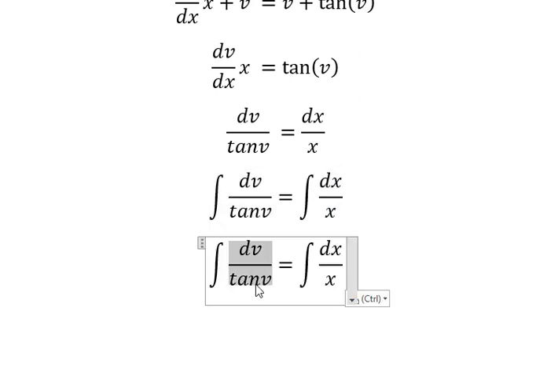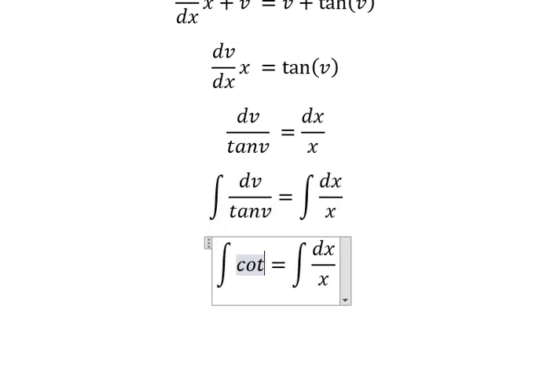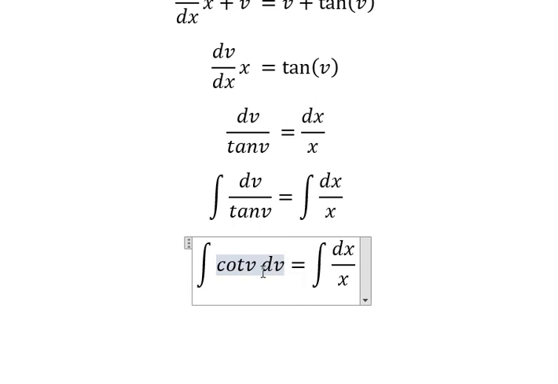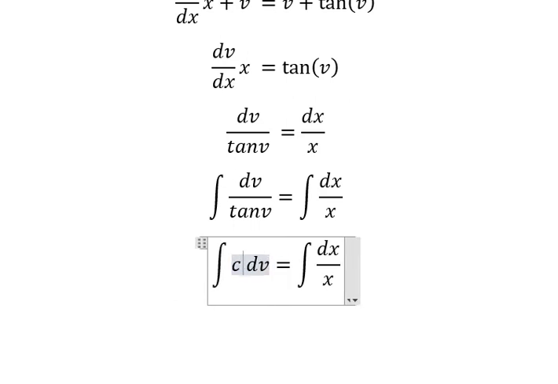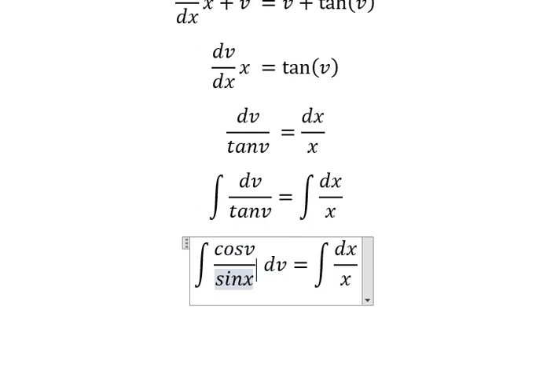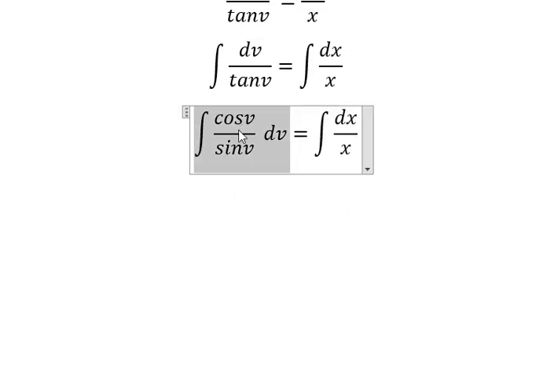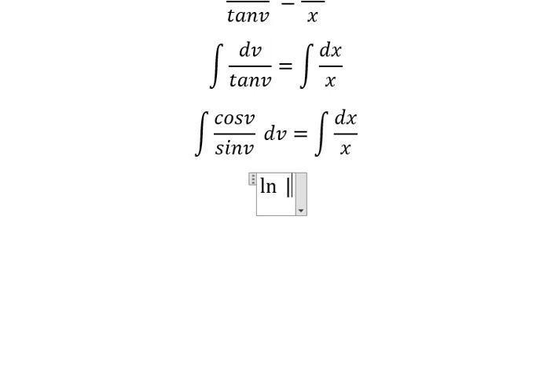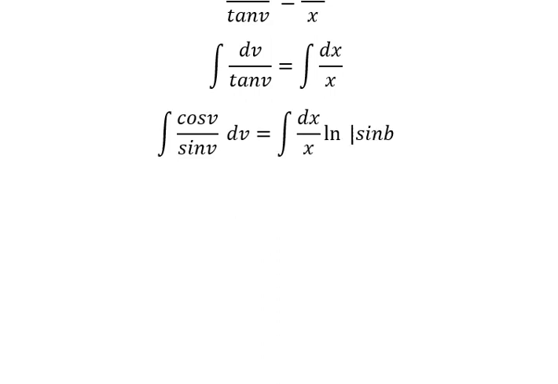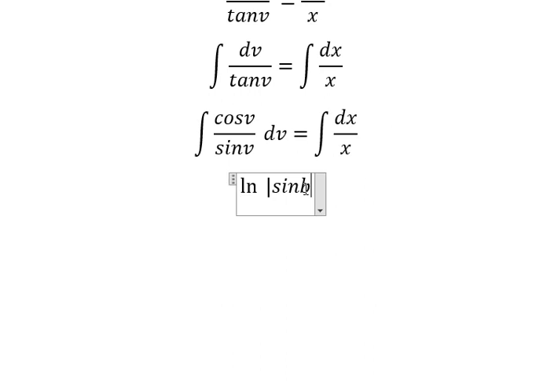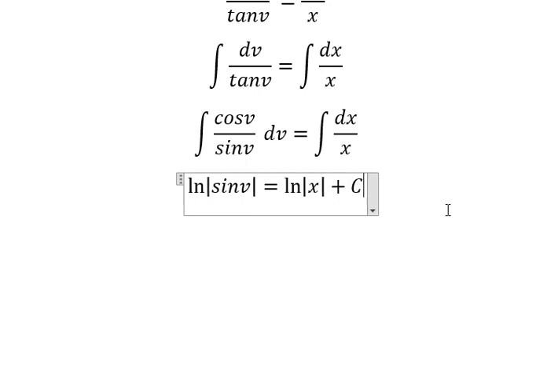So this one we can change by cosine v, and tan v is cosine v over sine v. Next, the integration of this one, we have ln of the absolute value of sine v. The integration of this one, we have ln of the absolute value of s, and I will put c.